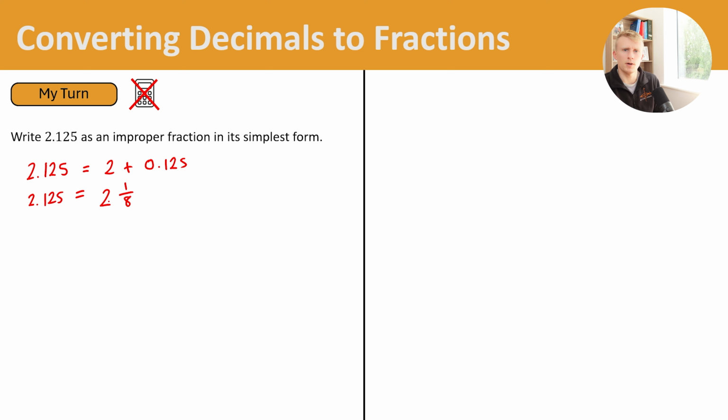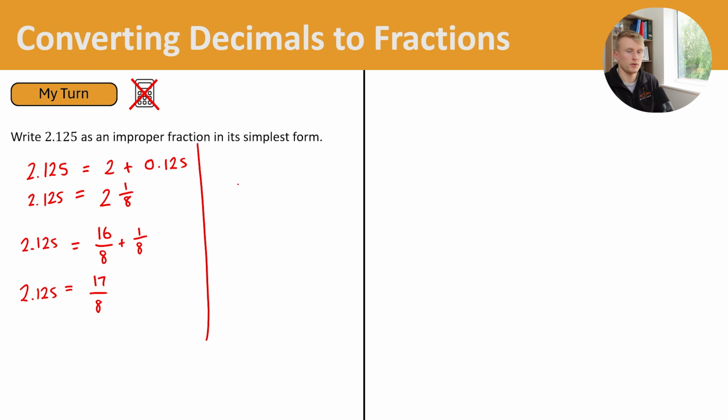And that's a mixed number, so you need to turn that into an improper fraction. We'll do 2 multiplied by 8 to give us 16/8. What I've done there is I've turned 2 into 8ths, so 16/8, and I've got that additional 8th add on. So 2.125 is equal to 17/8. So that's one way to do it.